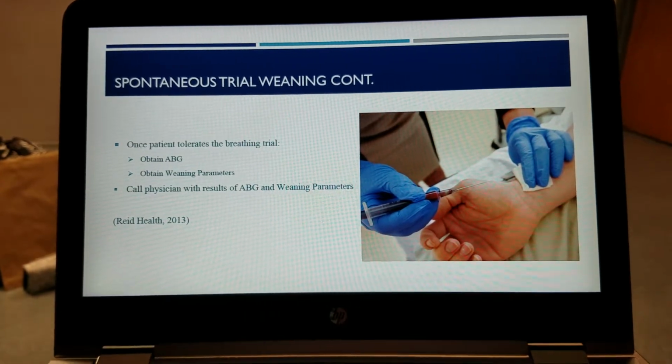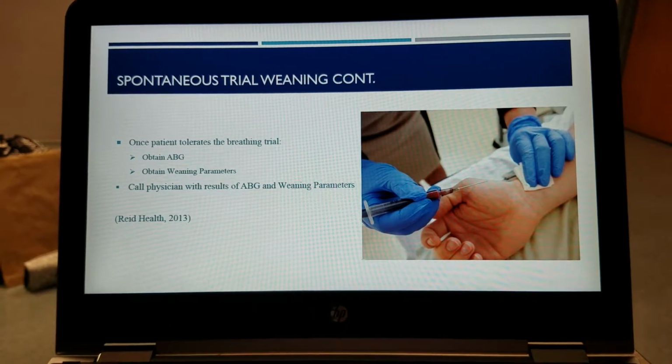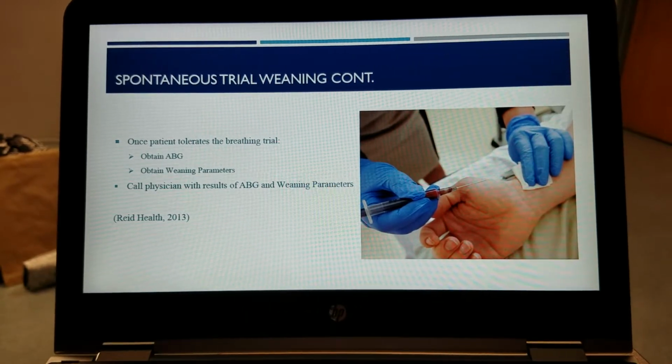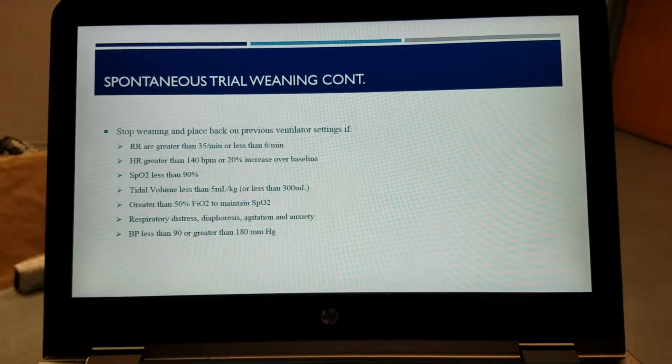Spontaneous breathing trial continued. Once the patient tolerates the breathing trial, obtain an ABG and obtain weaning parameters. Call the physician with results of the ABG and weaning parameters.